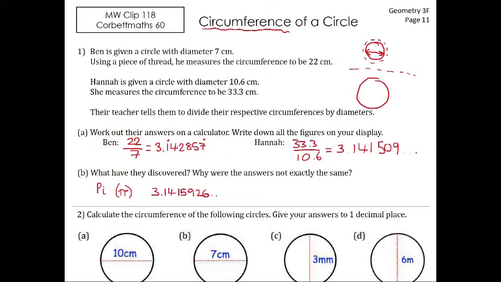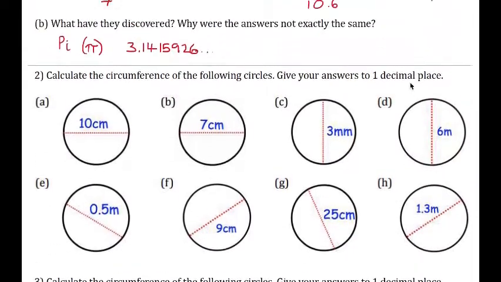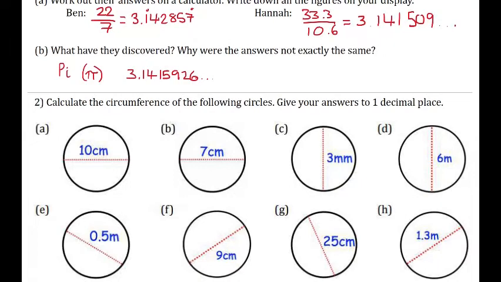So why were their answers not exactly the same? Very simple. It's very hard to measure accurately the length around a circle. Okay, we're going to move on to question 2 and actually use this once we've done one more thing. I'm going to write down something that comes out of this. We've just discovered that when you divide the circumference by the diameter, we get the number pi. And 3.14 is enough to be able to use it accurately, but I'm going to write the formula anyway.